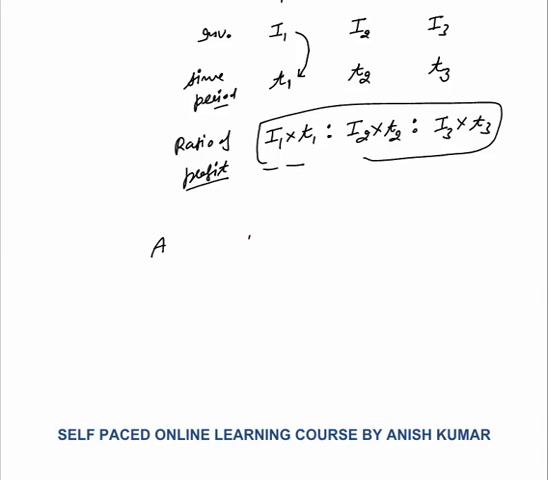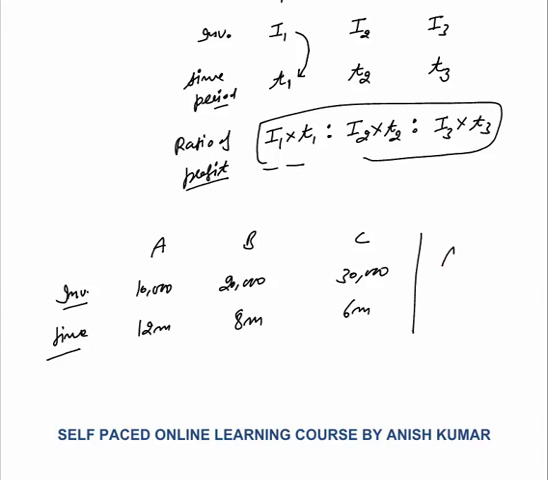For example, A, B and C, their investment is, let's say, A invested 10,000, B invested 20,000 and C invested 30,000. This is their investment. Time period, let's say A invested for 12 months, that is 1 year. B invested for 8 months. B's money 20,000 was there in the business for 8 months. C's money 30,000, let's say this money was there in the business for 6 months.